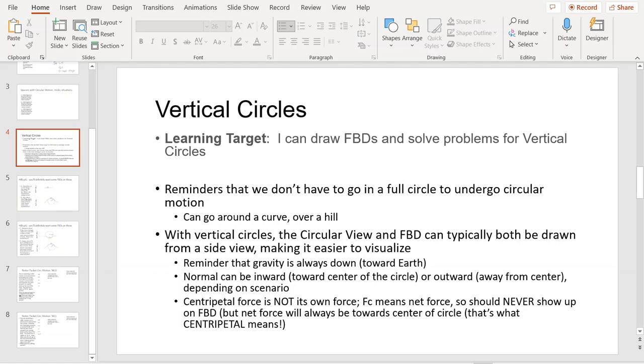And then finally, the centripetal force, reminder, is not its own force. Centripetal force means net force. Net force, we know, is never drawn on a free body diagram. So centripetal force will never be drawn on a free body diagram. But something we can keep in mind is that the centripetal force, centripetal means center seeking, is always going to be toward the center of the circle. So that means the net force for circular motion is always going to be inwards. So that will help us understand what's going on quite a bit.